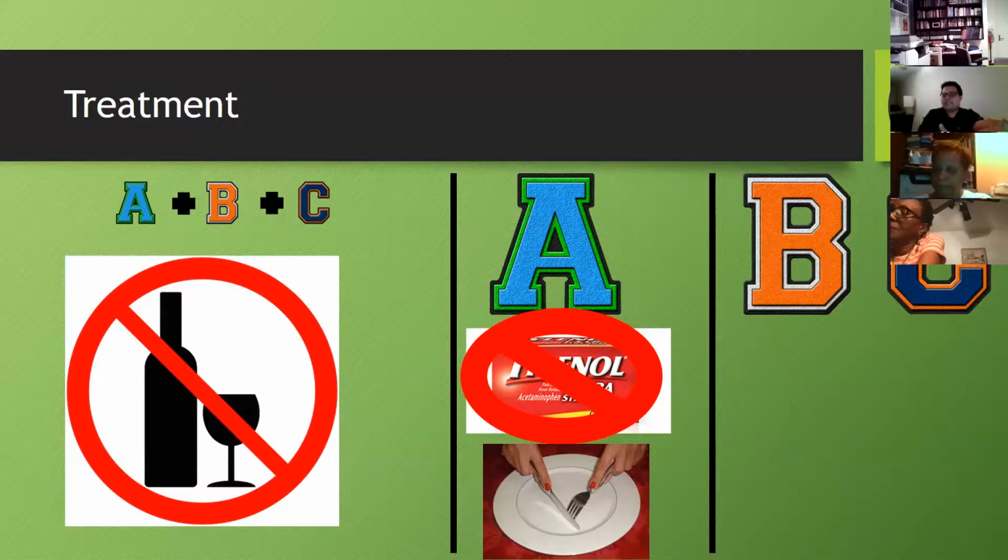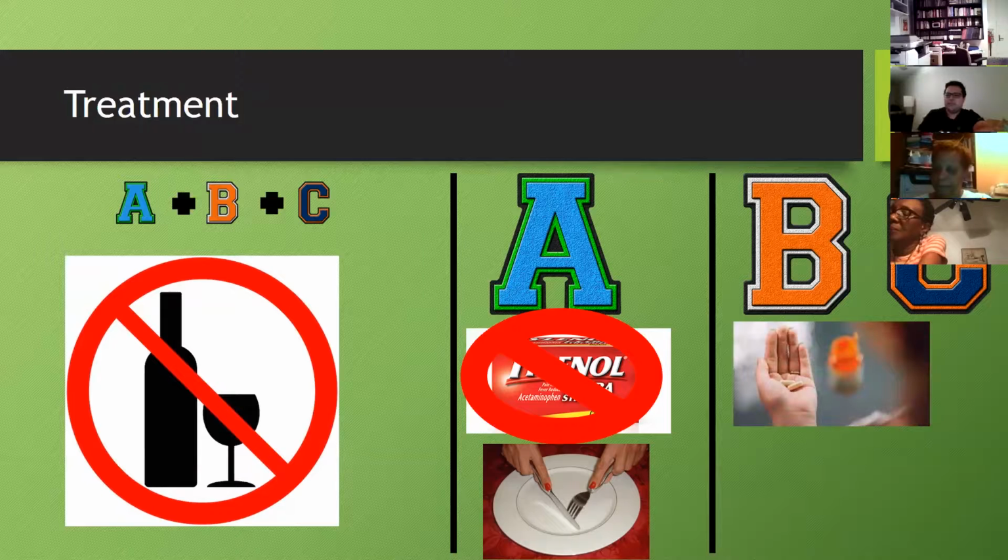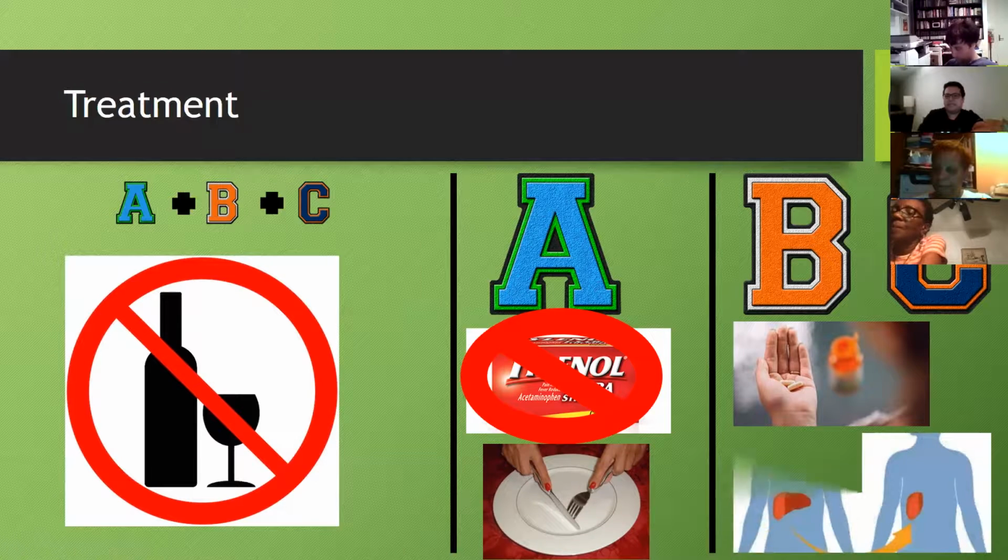With Hep B and C, we have similar treatments because they are more similar to each other. Of course, that would be pills. We have antivirals right now, which are effective against Hep B and Hep C. And if unfortunately it got that bad that it became cirrhosis, then people might end up needing a liver transplant.